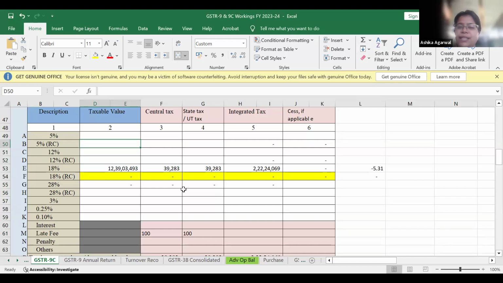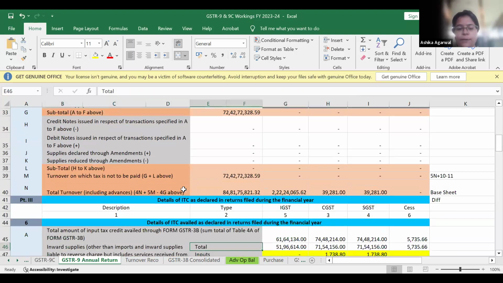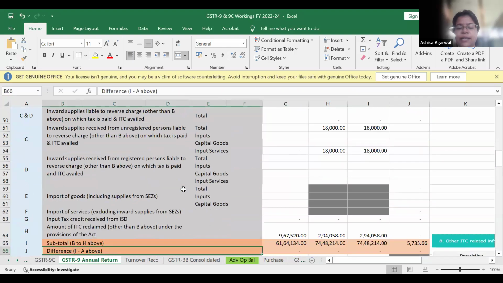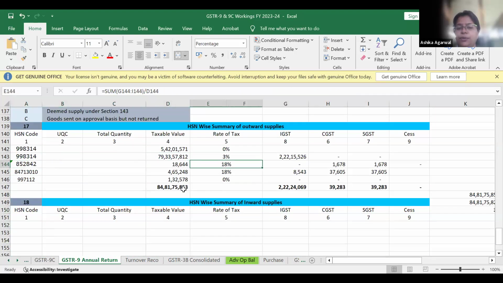For expense analysis and all, we have already discussed, as today the focus is on reporting. So I am not going into how you should verify the RCM part. So this is all with respect to GSTR-9 and 9C reporting. Only one part which is left is your table 17, which is HSN-wise reporting.